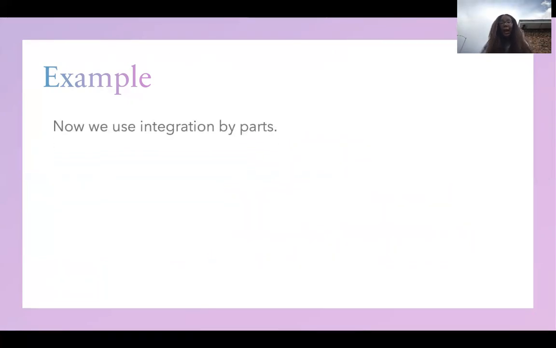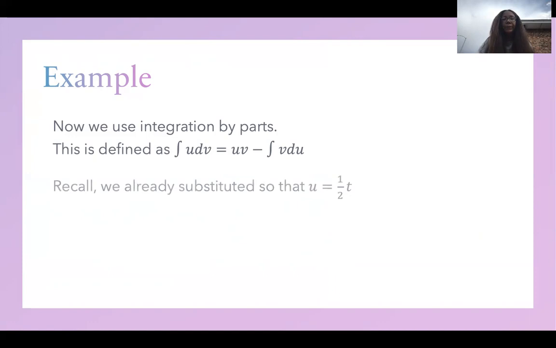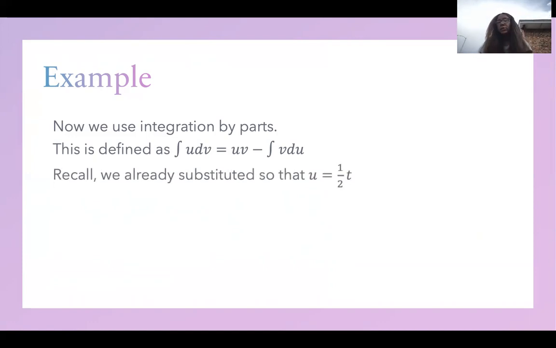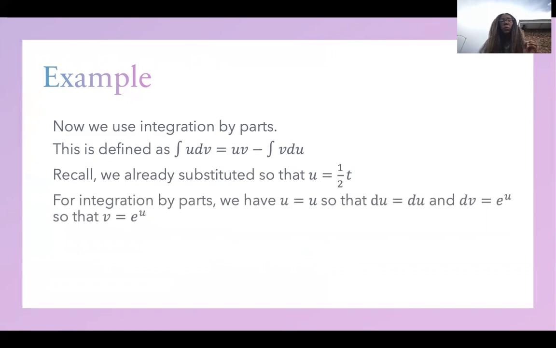All right, so now anytime we see that sort of multiplication, that t e to the t sort of situation, we know that that's going to be integration by parts, right? So we're going to use that formula, and that formula is defined as the integral of u dv is equal to uv minus the integral of v du. So we already substituted, so we had that u equals 1/2 t. And so we're going to keep that, so u is u, and then du is going to be du, right? Our dv becomes e to the u, and then integrating that, our v is just e to the u.